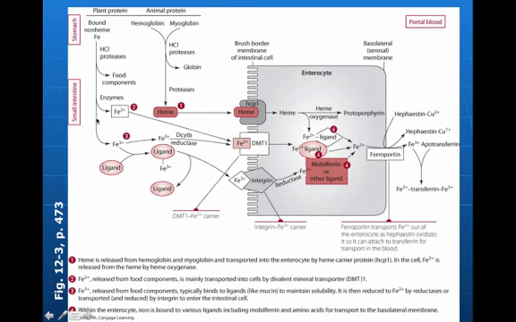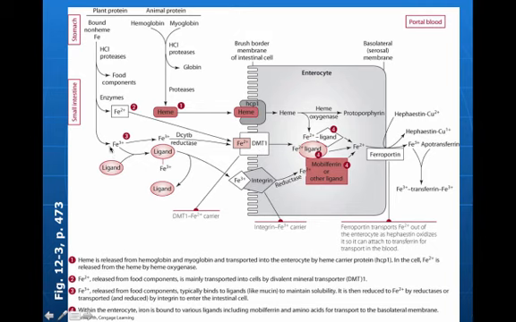Some of the iron in the gut is in the +3 form. It's oxidized. Some of that iron can be reduced by an enzyme called Dcytb, which is duodenal cytochrome b reductase. That enzyme reduces iron to the +2 form so it can bind DMT1.